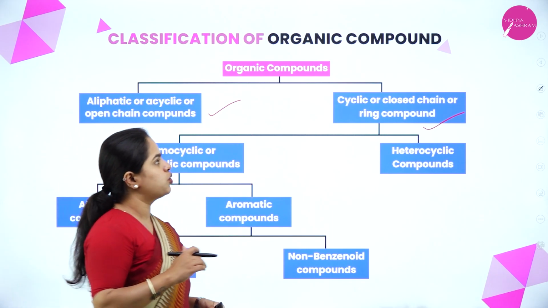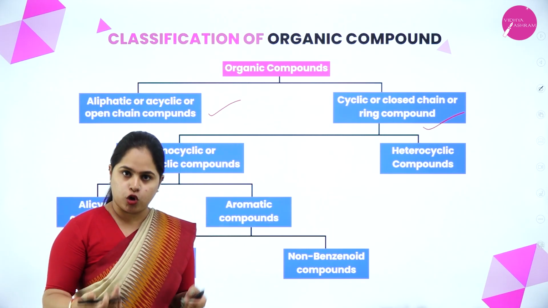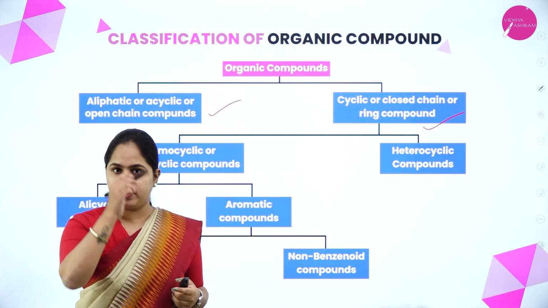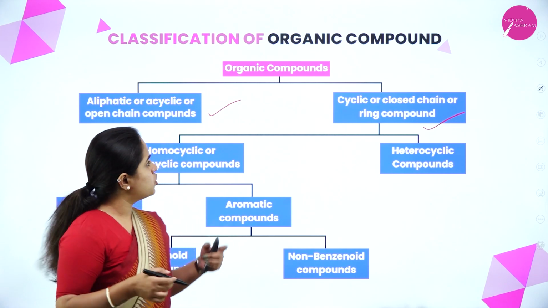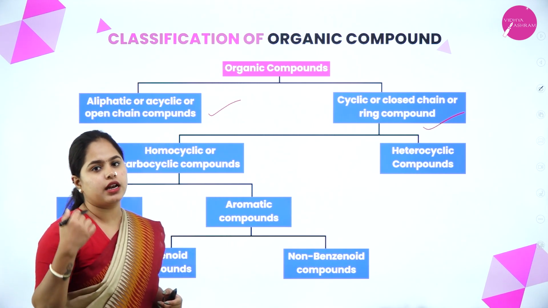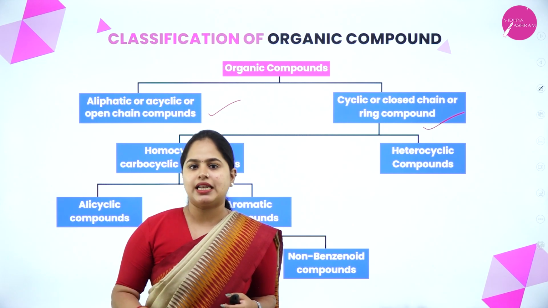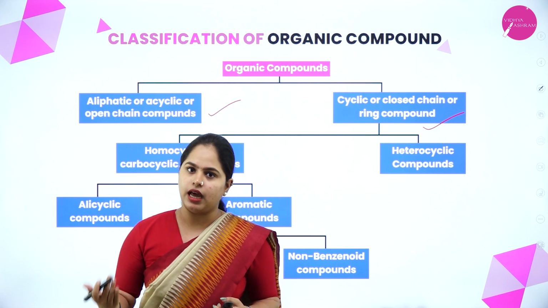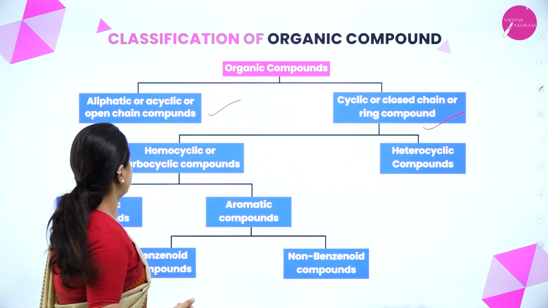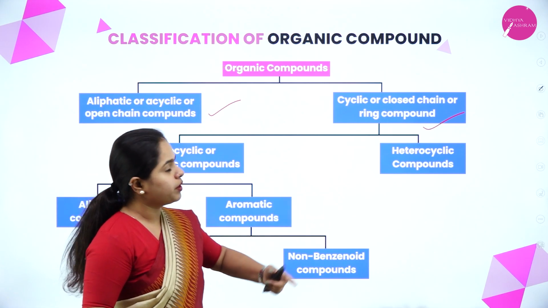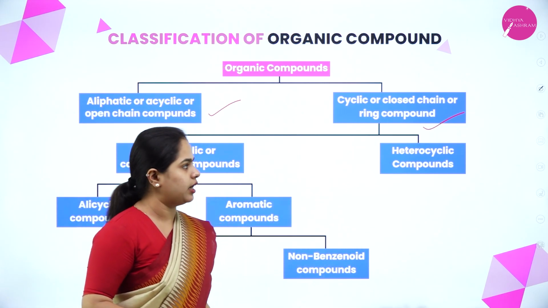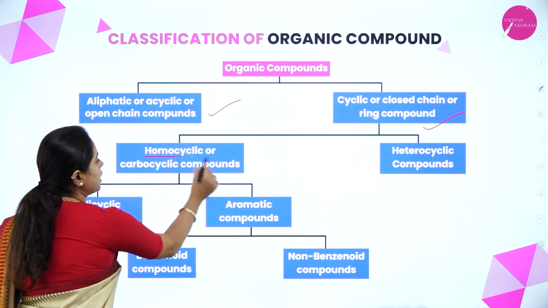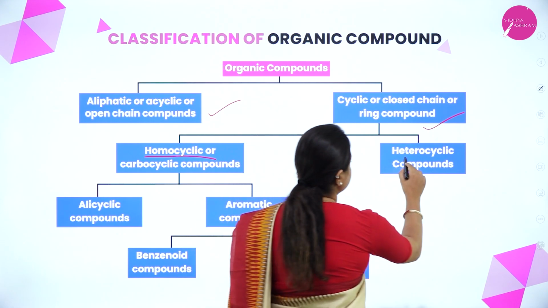Now coming on to the next group, that is cyclic, or closed chain or ring compound. As the name suggests, they will be closed. There will be a ring-like structure. Now this aliphatic can be further classified into alkanes, alkenes and alkynes. You are already familiar with what alkanes, alkenes and alkynes are. So that comes under aliphatic. Now cyclic organic compounds are further classified into homocyclic and heterocyclic compounds.